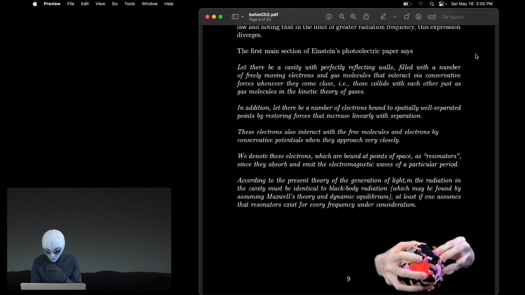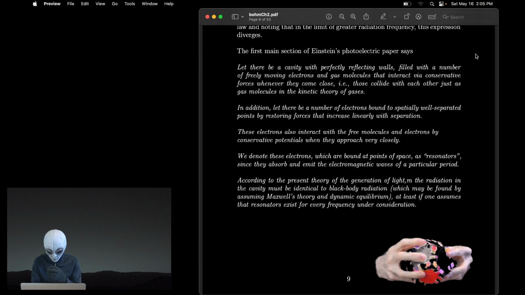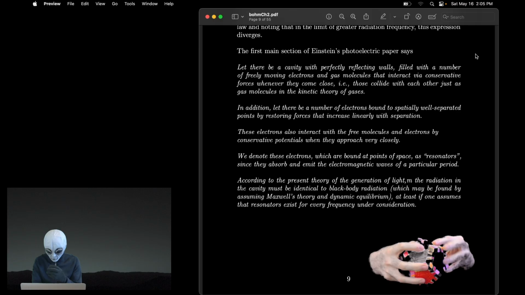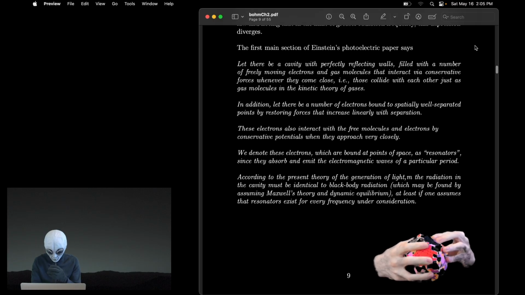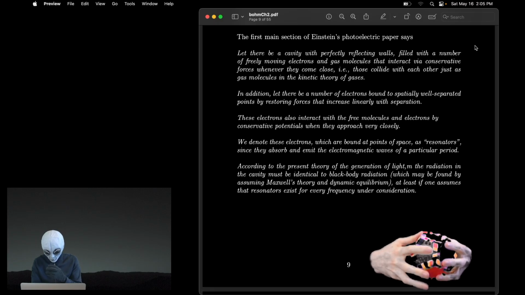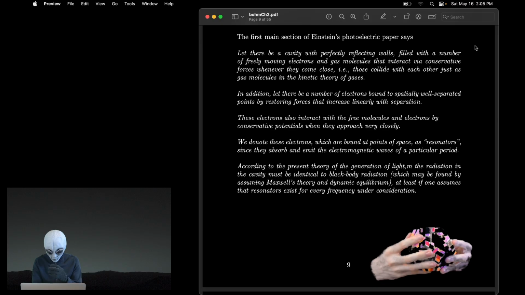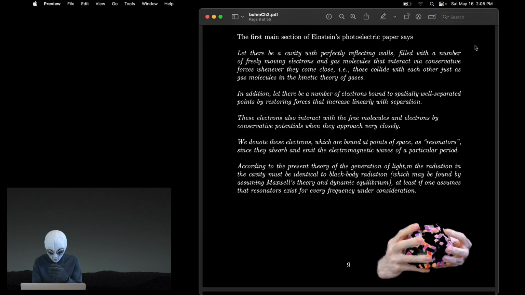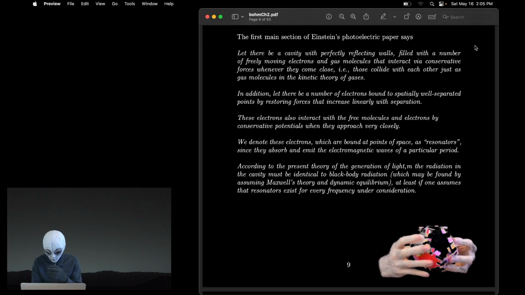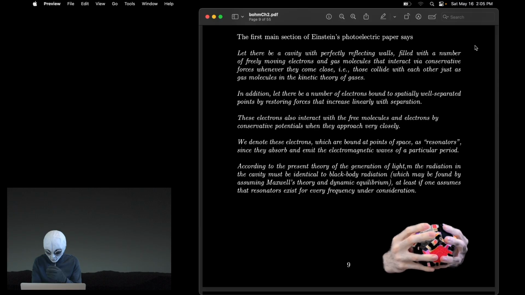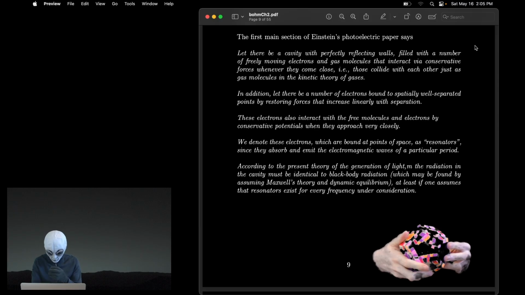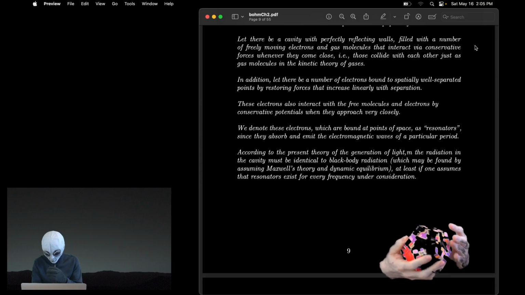In addition, let there be a number of electrons bound to spatially well-separated points by restoring forces that increase linearly with separation. These electrons also interact with the free molecules and electrons by conservative potentials when they approach very closely. We denote these electrons, which are bound at points of space, as "resonators," since they absorb and emit the electromagnetic waves of a particular period.